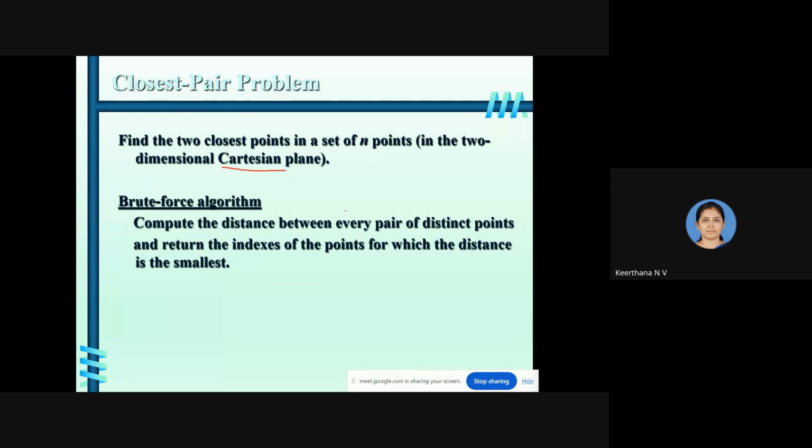For that, suppose this is a Cartesian plane and I have 2 points here. You have to compute the distance between the 2 points present in the Cartesian plane, return the indices of these 2 points, and find out which is the smallest one. If you find that easily, you can find which points are the closest in the graph.